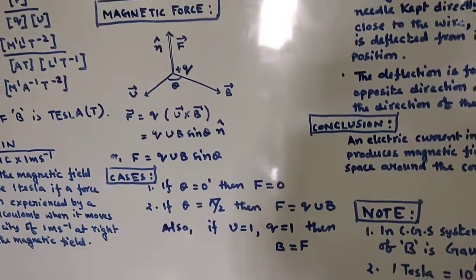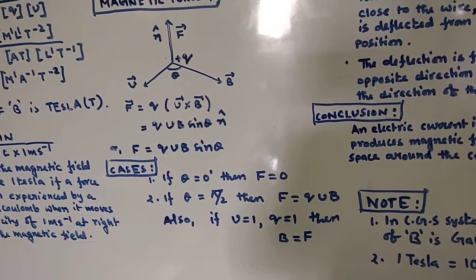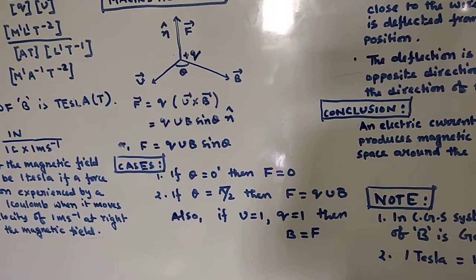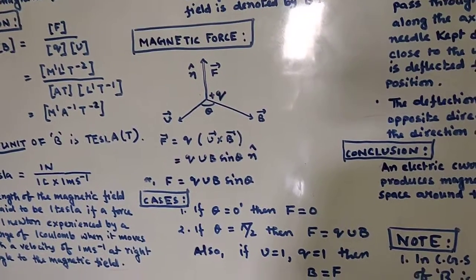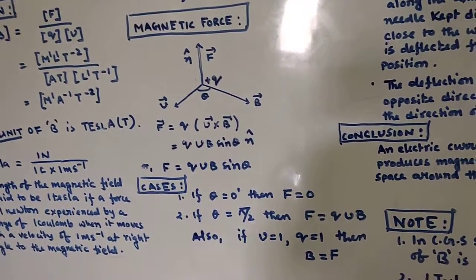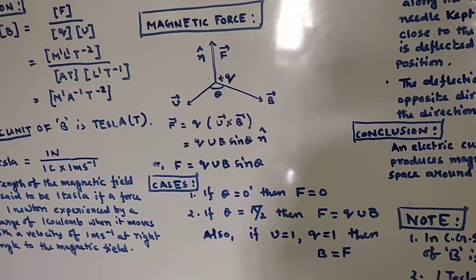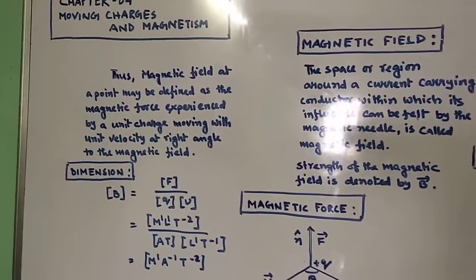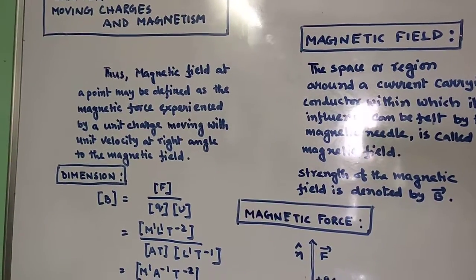So you see, unit charge means Q equal to 1, unit velocity V equal to 1, and F equal to QVB comes out when we consider theta equal to pi by 2. So V is perpendicular to B. Under this condition, you can define the strength of the magnetic field at a particular point, and that is nothing but the force as per the definition.